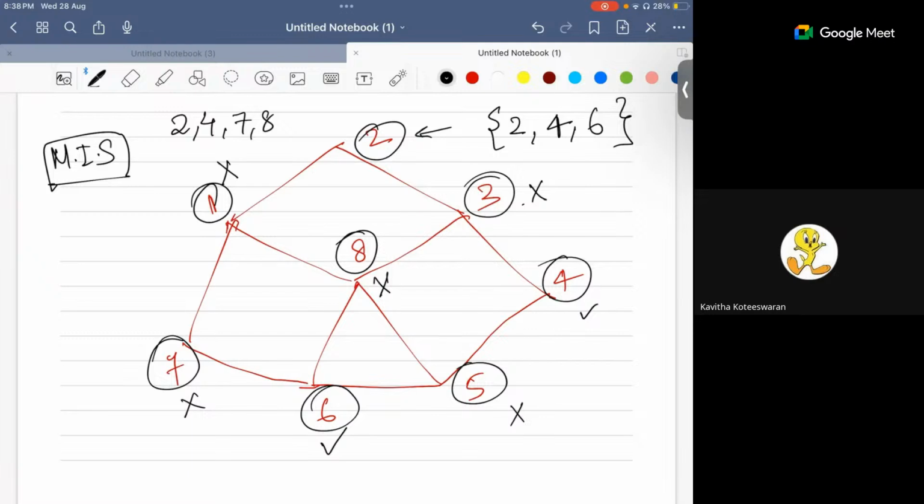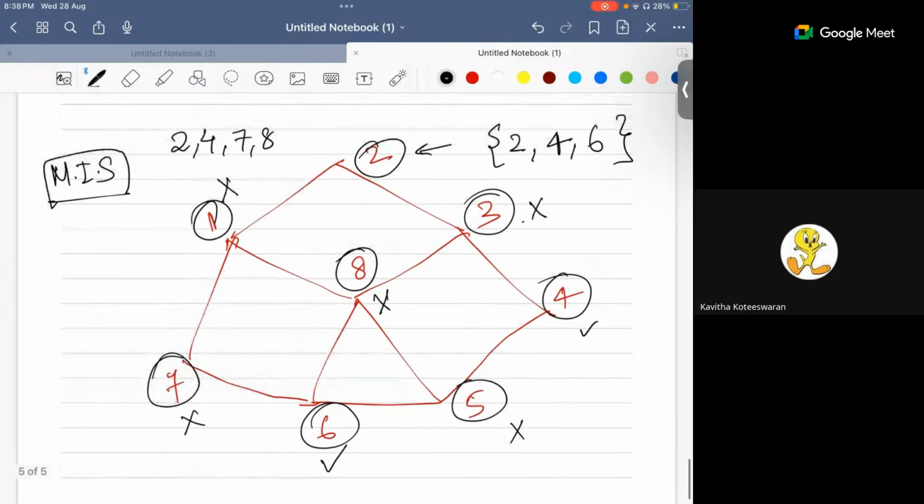If I'm taking 2, okay, one second. I think I messed up something. I just took 2 and then cut down 3 and 1. Then I took 4, and cut down 5; 3 was already cut down. Then I took 6. If I'm taking 6, 5 is already cut down, 8 is cut down, 7 is cut down. Yeah, this is the correct answer, 2, 4, 7, 8. Why? Because this can be an independent set, but this is not the maximum.